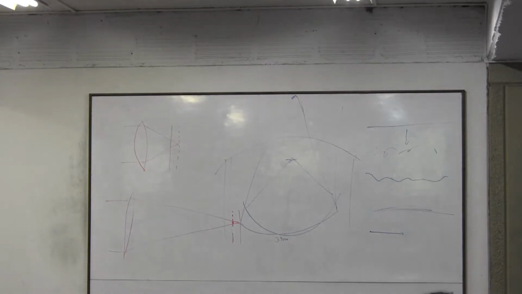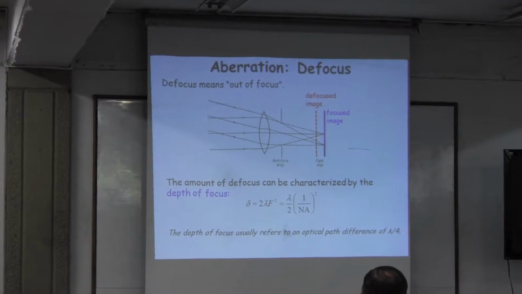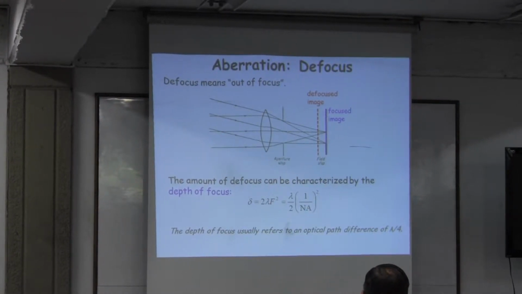And you can actually characterize that by a term called the depth of focus. It tells you essentially how accurately, and this NA is the numerical aperture or the F ratio that we defined on the previous slide. So this depth of focus tells you essentially what the tolerance is within which you have to put your detector.